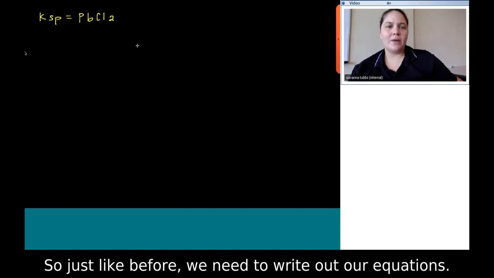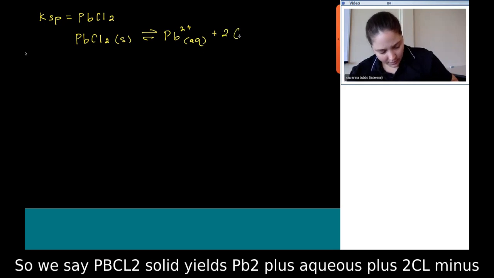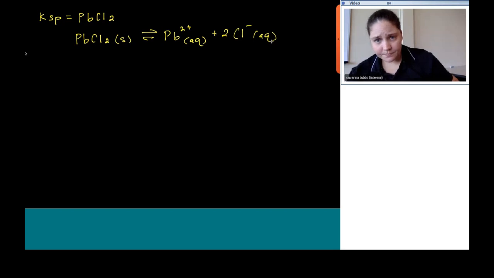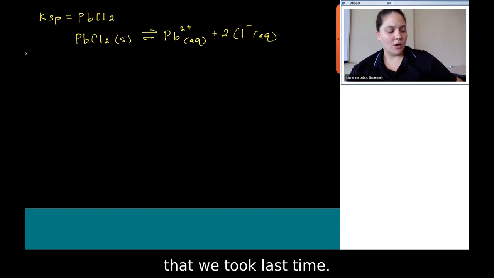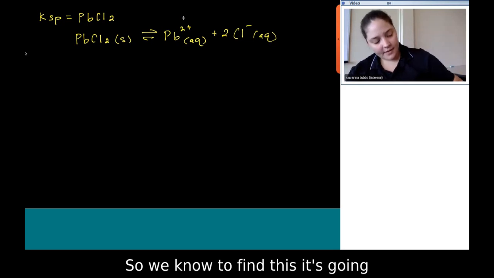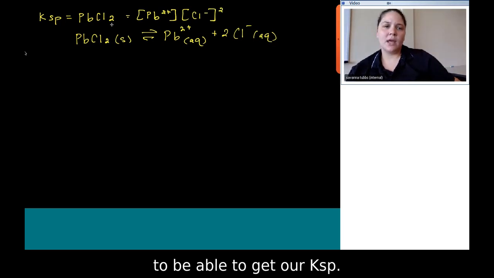So just like before, we need to write out our equation. So we say PbCl2 solid yields Pb2 plus aqueous plus 2Cl minus aqueous. And it's pretty much the exact same steps that we took last time. So we know we need to find this, it's going to be Pb2 plus and Cl minus to the 2 to be able to get our Ksp.